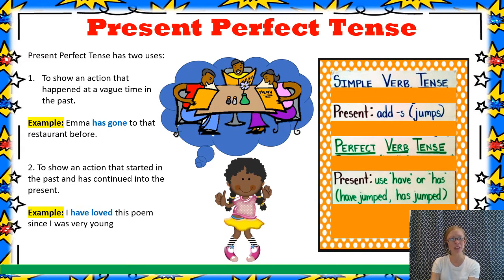The other way that we use present perfect tense is to show an action that started in the past, but it's still continuing now. For example, I have loved this poem since I was very young. Have loved is our present perfect tense phrase here. So you started loving it a long time ago, and that love has continued to the present time.